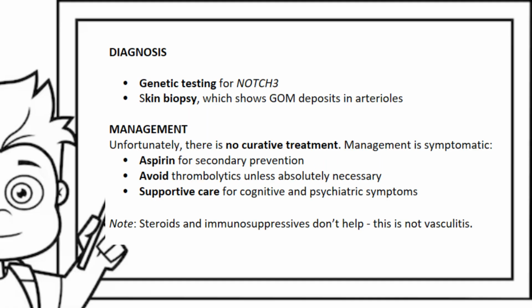How do we confirm our diagnosis? Diagnosis can be confirmed by genetic testing, where you will see the mutation in NOTCH3. You can also do a skin biopsy, which shows granular osmophilic material, the GOM, in arterioles. Unfortunately, there is no curative treatment and management is symptomatic. Basically, you can give aspirin for secondary prevention. You need to avoid thrombolytics unless it's absolutely necessary, and you do supportive care for cognitive and psychiatric symptoms. It's important to note that steroids and immunosuppressives won't help in this case. It is not a vasculitis.